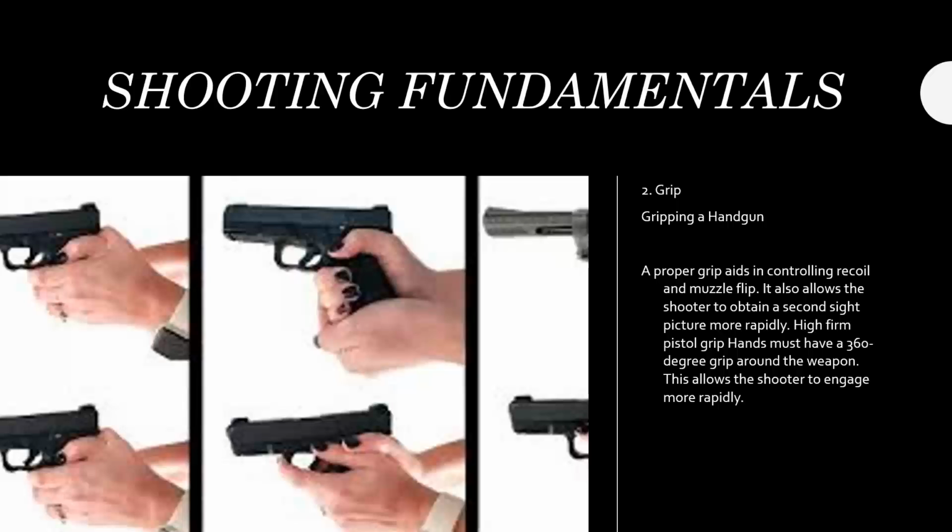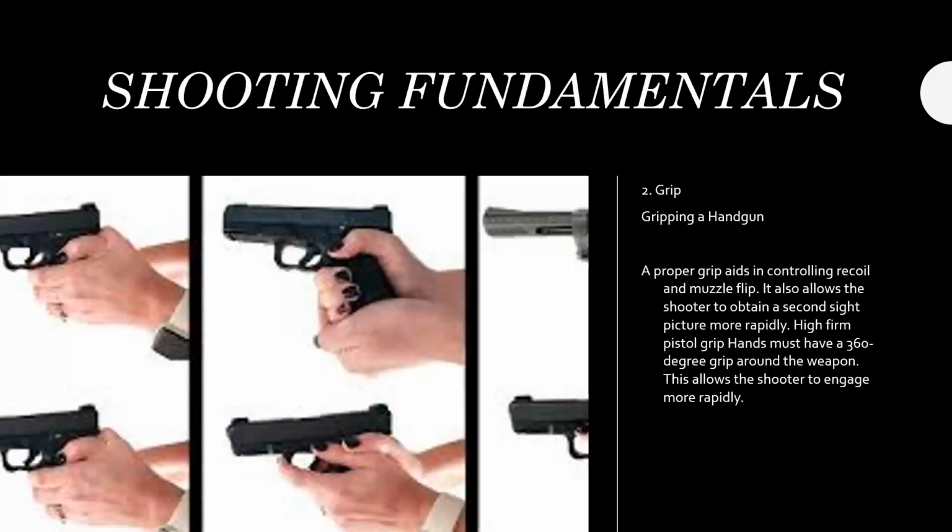When we talk about grip, the proper grip of a handgun. A proper grip aids in controlling recoil and the muzzle flip. It also allows the shooter to obtain a second sight picture more rapidly. High firm pistol grip. Hands must have a 360-degree grip around the weapon. This allows the shooter to engage more rapidly.